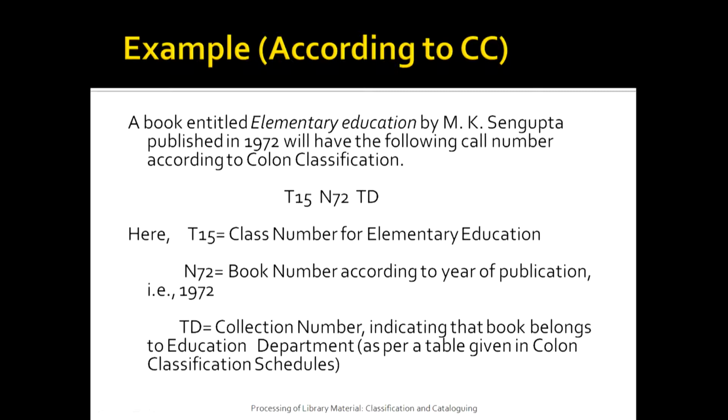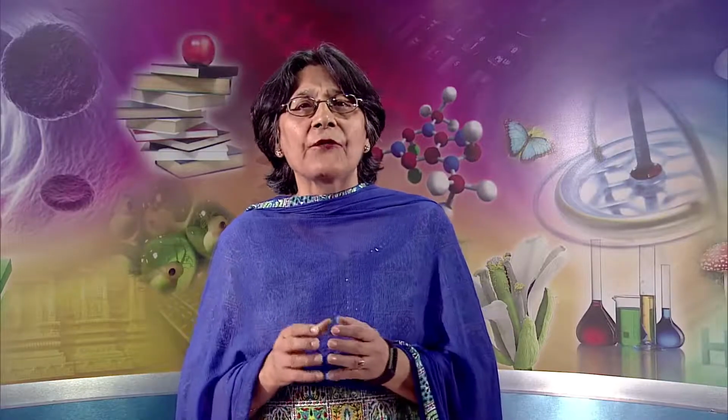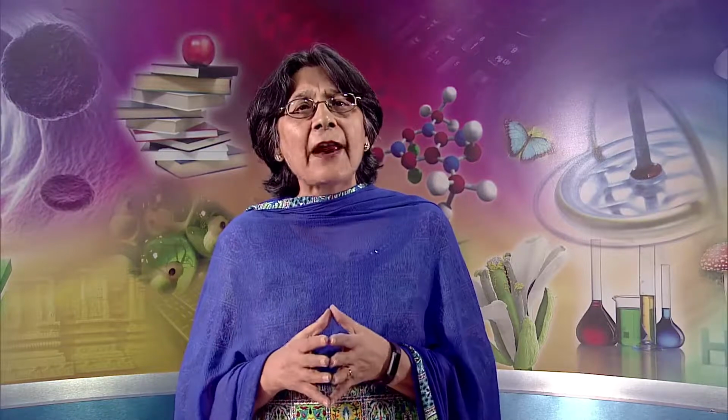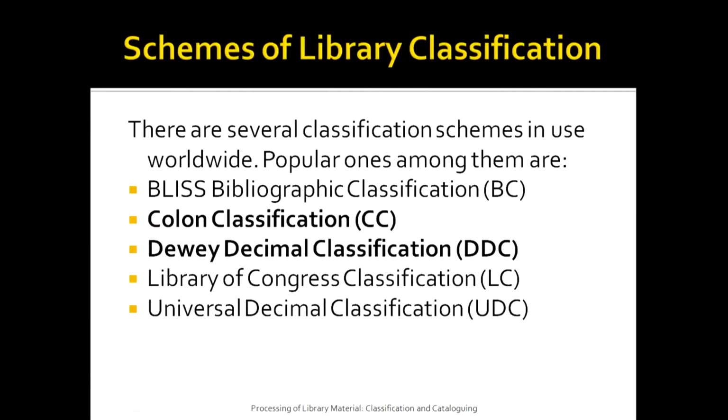Now, this is as per a table given in the colon classification scheme schedules. Let us now learn about some of the schemes of library classification. In fact, there are several library classification schemes which are used worldwide, but most popular amongst them is the Bliss bibliographic classification given by a very famous person called Bliss.